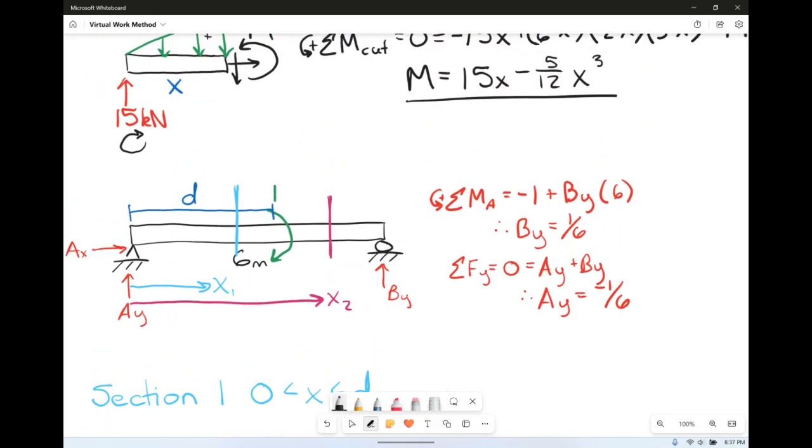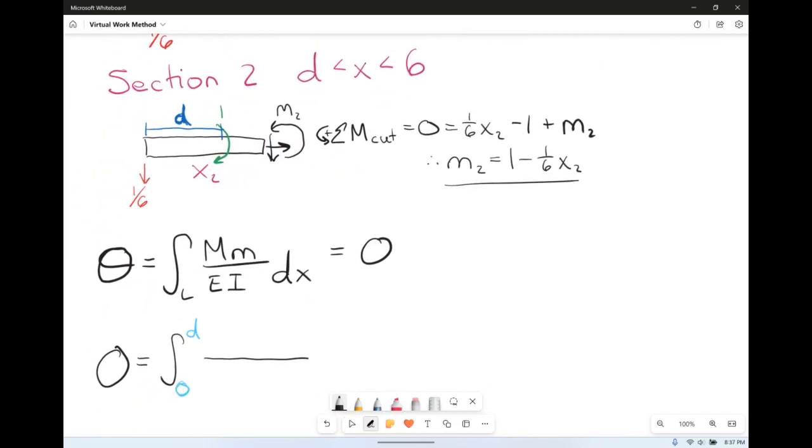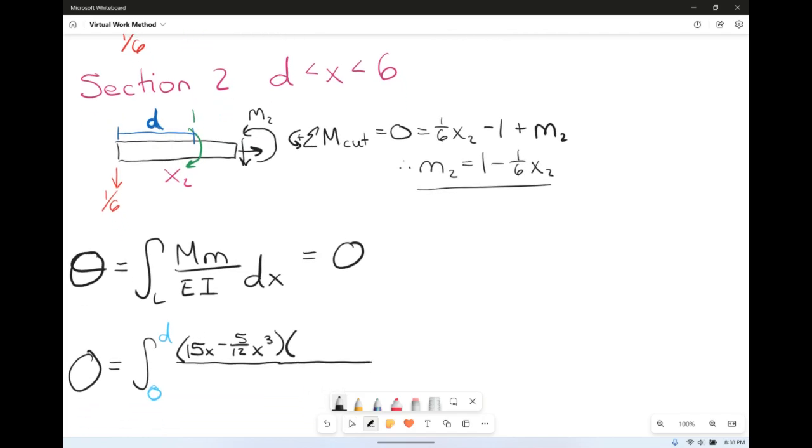being 15x minus 5/12 times x cubed. So we have 15x minus 5/12 x cubed times little m1, which we said was minus 1/6 x1, all over EI dx1.